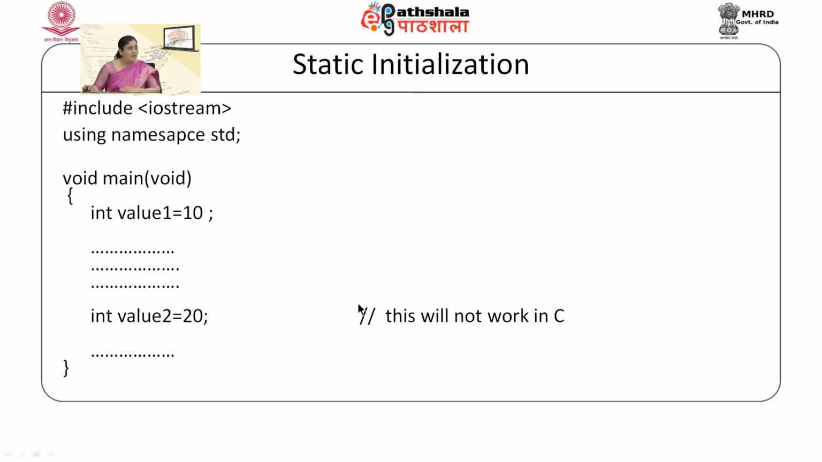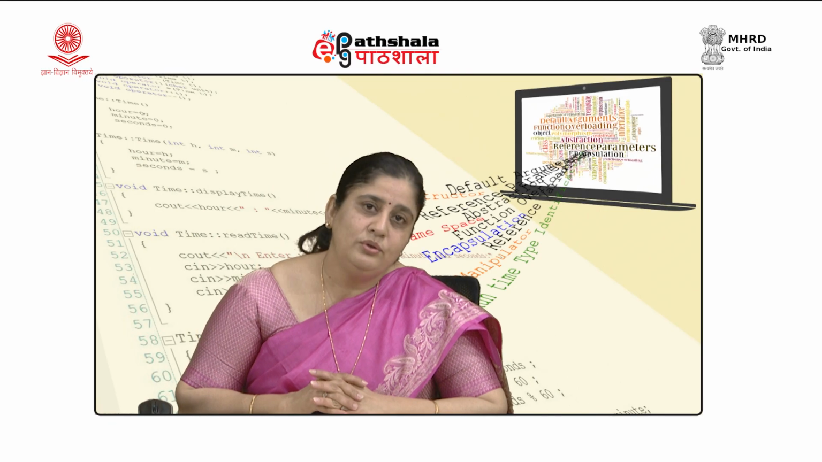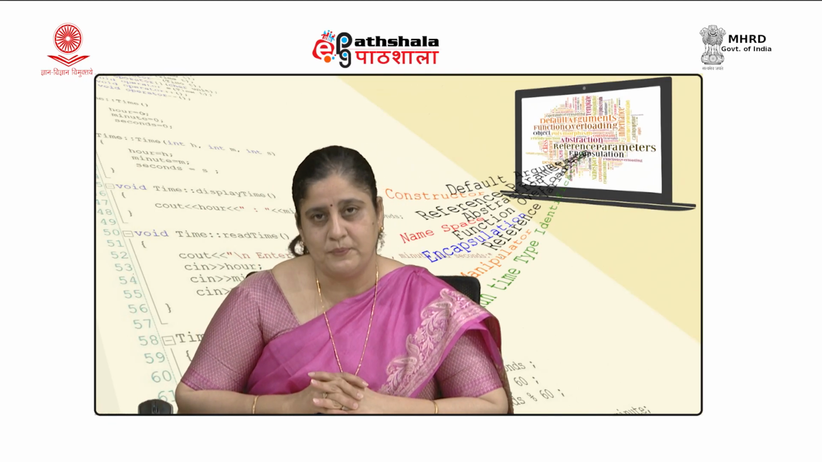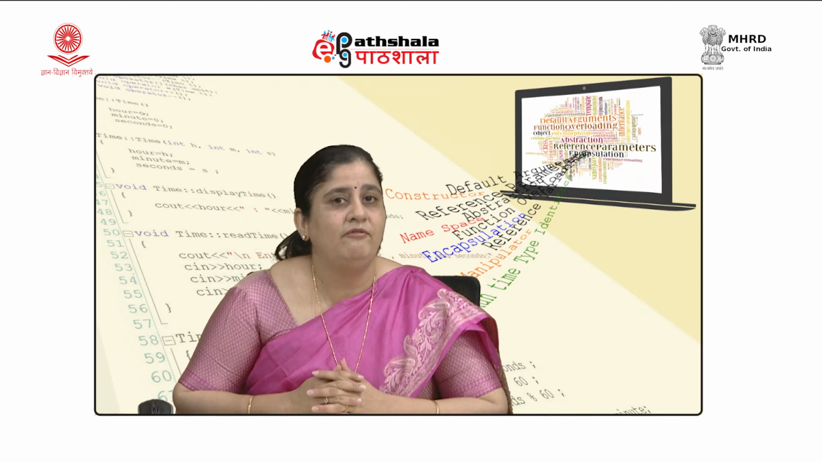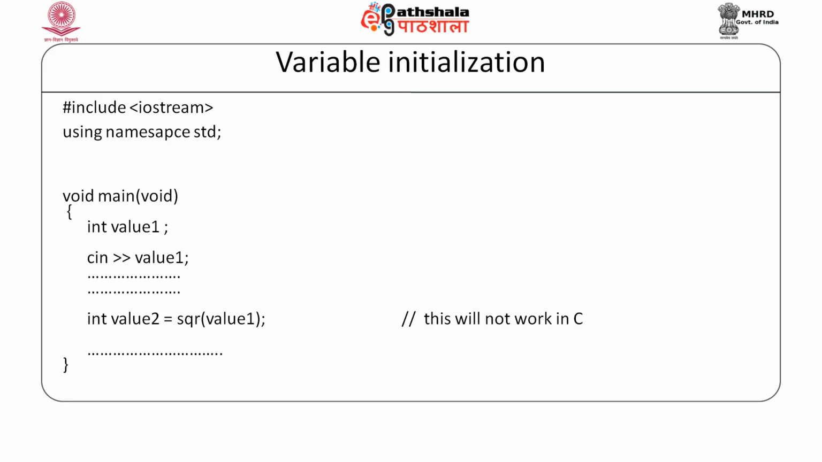This statement will not work in C, not because of the kind of initialization it has. This will not work in C because this variable has not been declared in the beginning of the block, but this initialization is valid in C. If this variable would have been declared in the beginning of the block, this initialization would have worked fine in C. In C, we can do this static initialization, but C++ also allows us to have variable initialization. Let us see what we mean by variable initialization. We would try to see that with the help of an example.